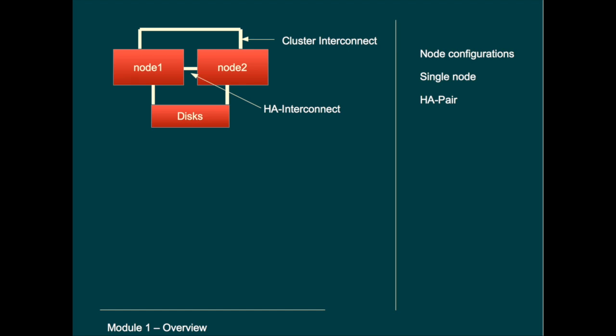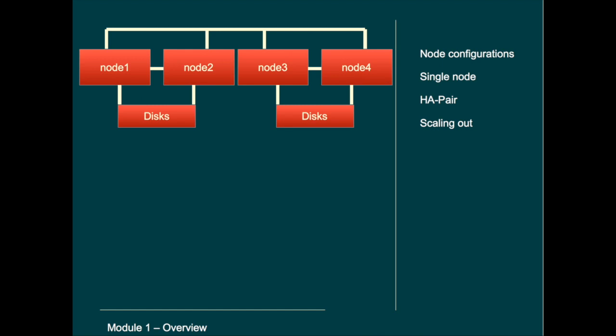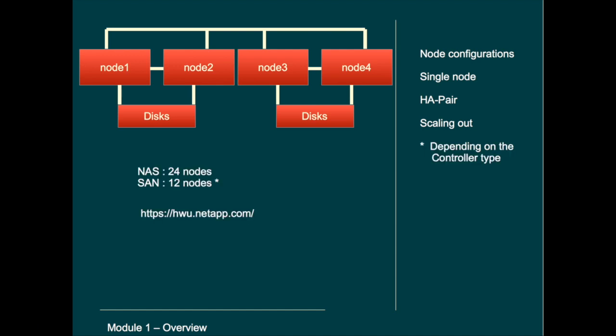Also, with an HA pair, you will have a network which is called the cluster interconnect. The cluster interconnect is used for heartbeat, configuration management, and volume data between the nodes of a cluster. A cluster can be scaled out by adding more HA pairs to the same cluster. Each HA pair will have to be connected to the cluster interconnect, and each HA pair will have its own HA interconnect. Now, depending on the protocols you use, a cluster can have as many as 24 nodes.